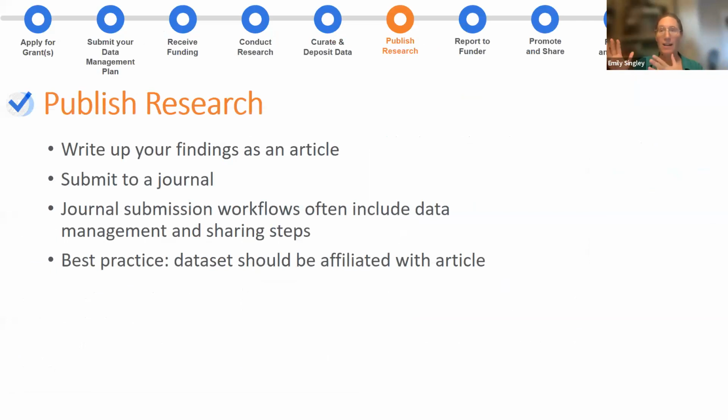So now moving right along in our life cycle, you've cleaned up all your data, you've figured out whether you can put it into a disciplinary repository, and if there's no disciplinary repository, you've picked one of these GREI repositories or your institutional repository for a generalist repository, and you're ready to publish. So publishing, you're going to write up your findings, you're going to pick a journal, you're going to send in your submission.